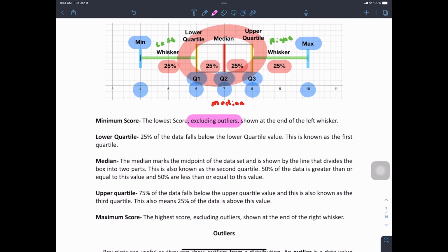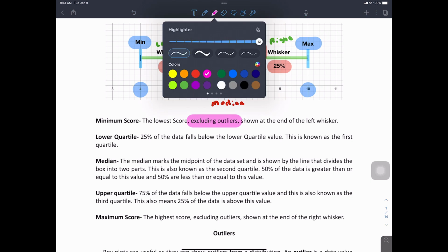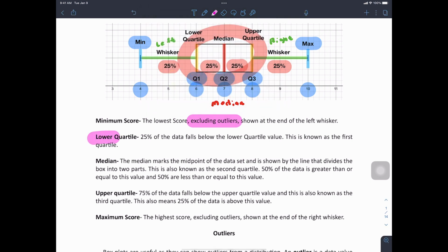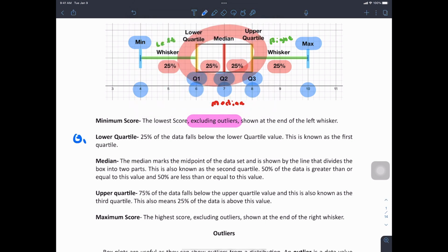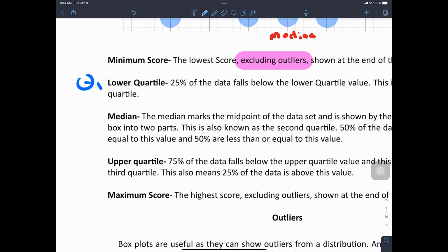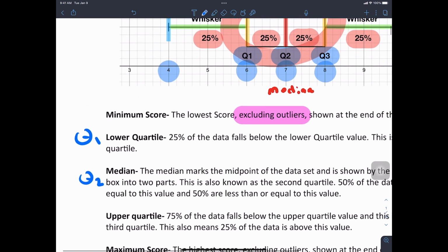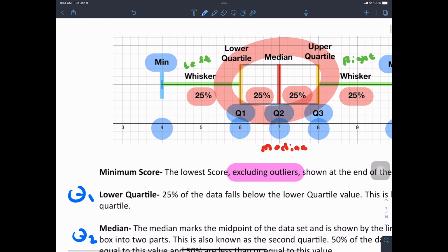Of course, they call that the lower quartile value. This is also known as your what? Q1. This is your Q1, by the way, the lower quartile. And 25% of the data falls below the lower quartile value. This is known as the first quartile. So the lower quartile is also known as the first quartile. And then the median, you guys know that's the second quartile. 50% of the data is below the median value, or the second quartile, the 50th percentile.